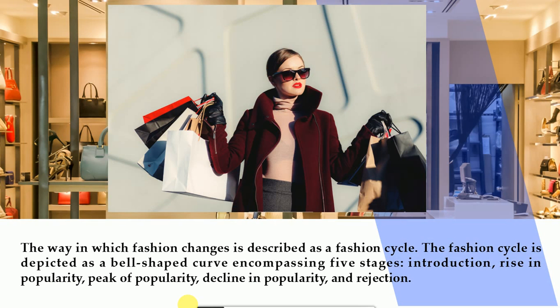The way in which fashion changes is described as a fashion cycle. The fashion cycle is depicted as a bell-shaped curve encompassing 5 stages: introduction, rise in popularity, peak of popularity, decline in popularity, and rejection.